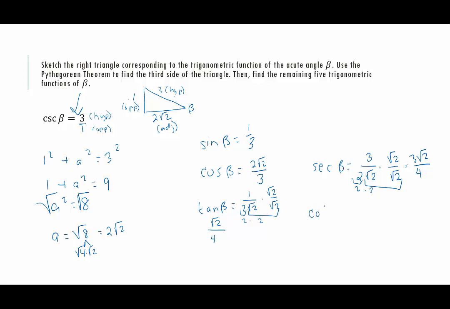And last but not least, we have cotangent of beta. Cotangent will be the reciprocal of tangent, or adjacent over opposite. If I use right where I just drew that arrow, it would be 2 radical 2 over 1, which would just be 2 radical 2. 1's rational, and we can drop it because it's an identity. So that would be our cotangent.